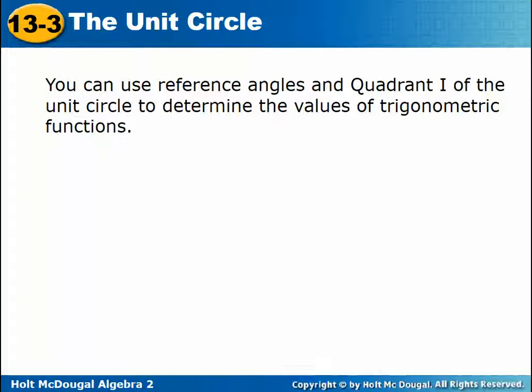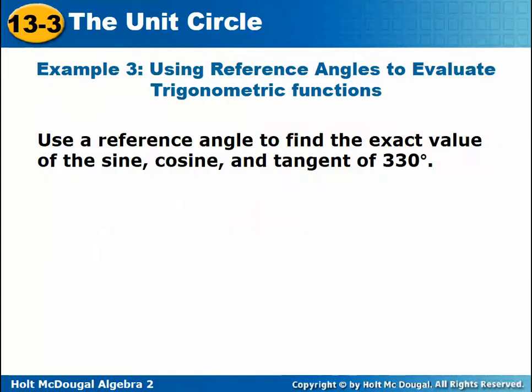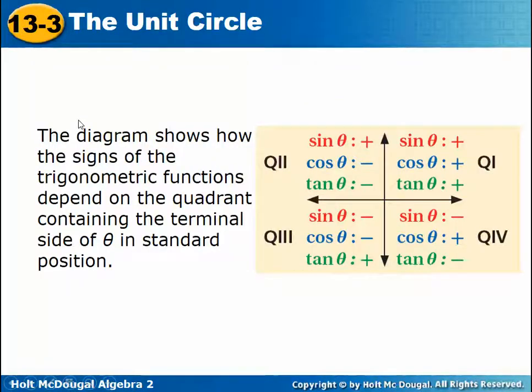Now let's say that you've already memorized the special right triangles. Maybe you know that sine of 30 is 1/2 because you did those right triangles in geometry and in the last couple sections. So here's what you're going to do. You're going to sketch that out on your coordinate system. You can use quadrant 1 of the unit circle to find the sine, cosine, and tangent of the reference angle, unless you already have them memorized. And then you're going to adjust the signs based on where it actually ends up on your circle. I'm going to show you how to figure that out as you go.